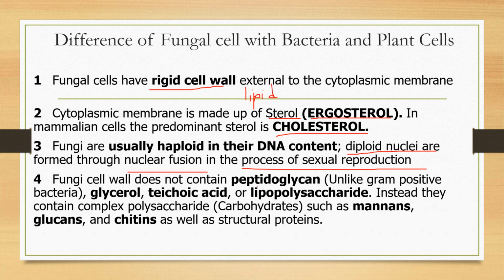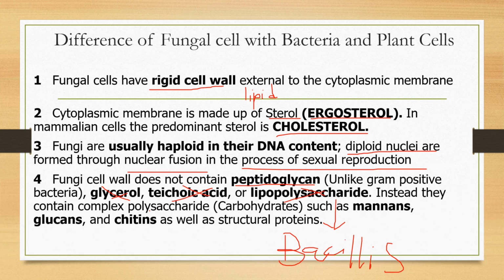Fungi cell wall does not contain peptidoglycan. So as I mentioned, there is no peptidoglycan. Instead, they would contain chitin. So there's no peptidoglycan, there is no glycerol, there is no teichoic acid, there is no lipopolysaccharide. If you remember, this lipopolysaccharide is a very important component of your bacilli.